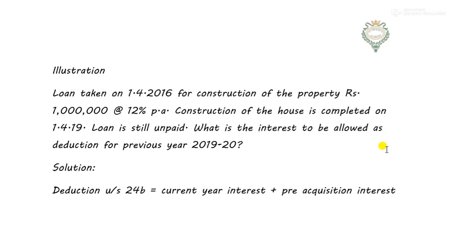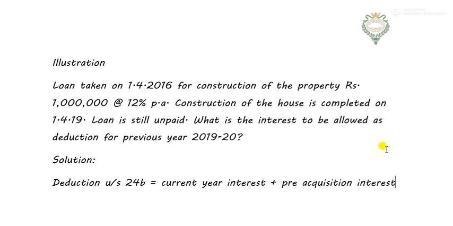Let's do an example. Loan taken on 1/4/2016 for the construction of property, rupees 10 lakhs at 12%. Construction of the house is completed on 1/4/19. Loan is still unpaid. What is the interest to be allowed as deduction for the previous year 2019-20? Previous year 2019-20 means he's asking for assessment year 2020-21. So if they ask what is the interest to be allowed for assessment year 2020-21, don't panic, it means they are asking for previous year 19-20.